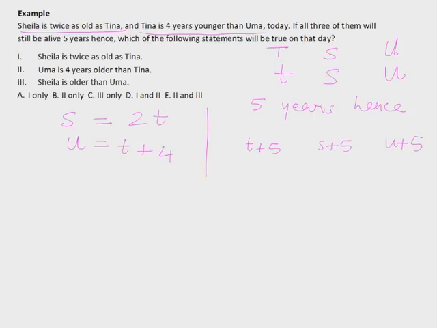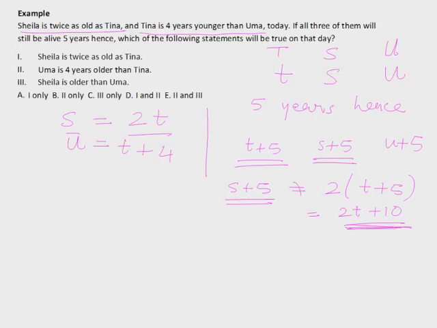Sheila is twice as old as Tina. Well, is that true? We know that S is 2T, but S plus 5 is not going to be 2 times T plus 5, right? S plus 5 is not going to equal 2 times T plus 5 because the right hand side is equal to 2T plus 10. And since S is 2T, S plus 5 is going to equal 2T plus 5. It's not going to equal 2T plus 10. So this is not happening.